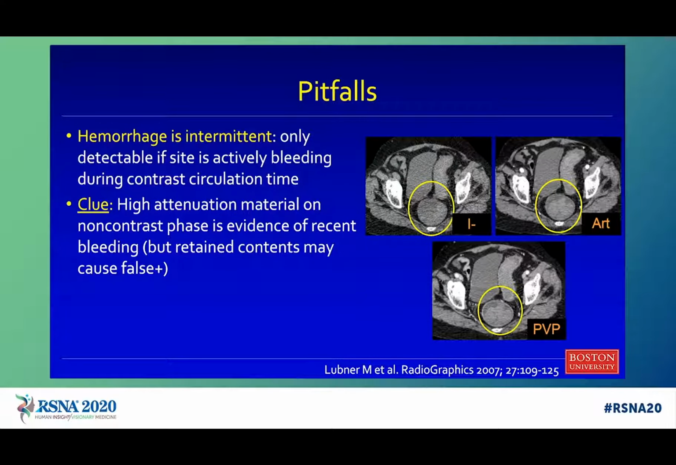I wanted to show one example of a clot here within the rectum. There's hyperattenuating material, but it does not change over the phases of the CTA. Blood clot typically is around 40 to 70 Hounsfield units.